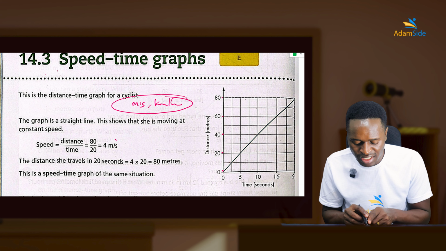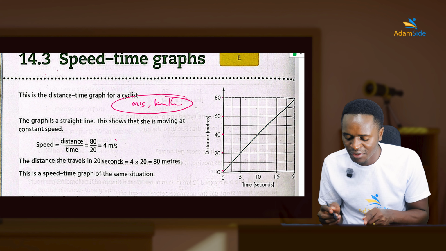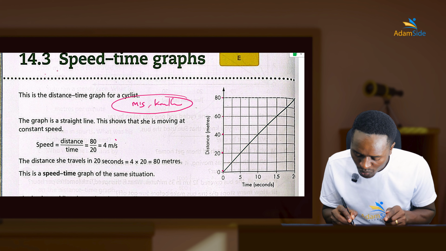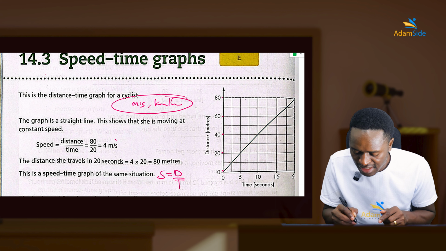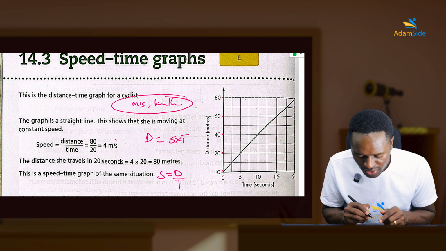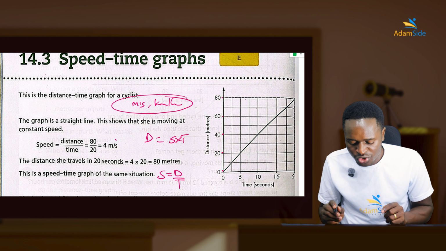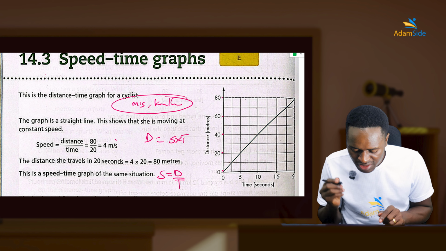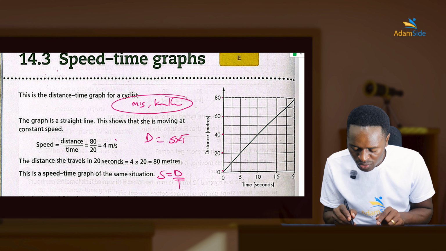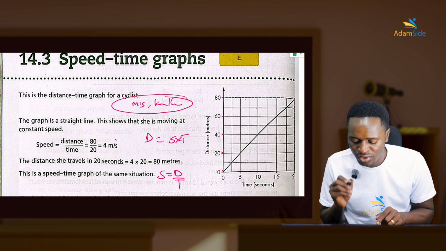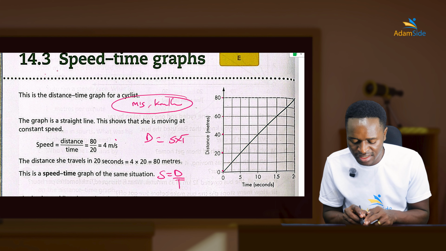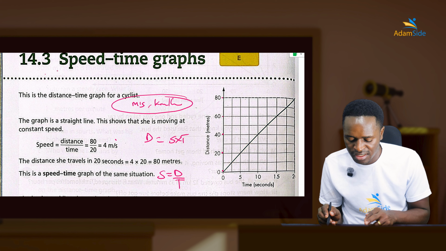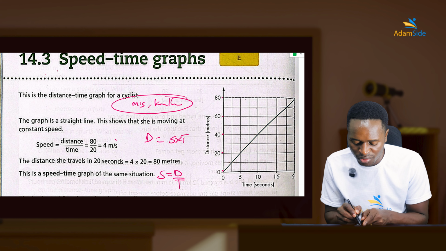So, the distance she travels in 20 seconds. If you're told to find the distance, remember that speed is d over t, so when you're looking for distance, distance is equal to speed times time. So the distance she traveled in 20 seconds is the speed, which is 4 meters per second, times the time, and you get 80 meters.